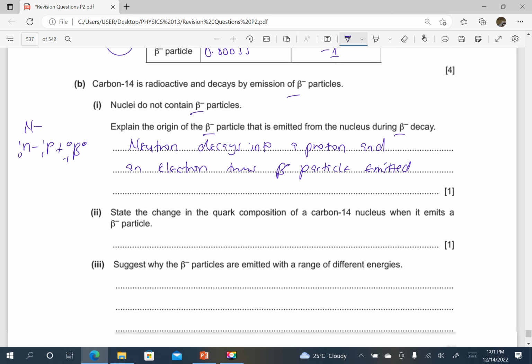State the change in the quark composition of a carbon-14 nucleus when it emits a beta minus. So a neutron has changed into a proton: up, down, down changes to up, up, down. So one down quark changes to an up quark. Let me just say: a down quark changes to an up quark.